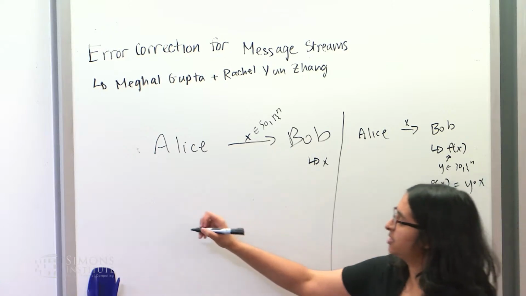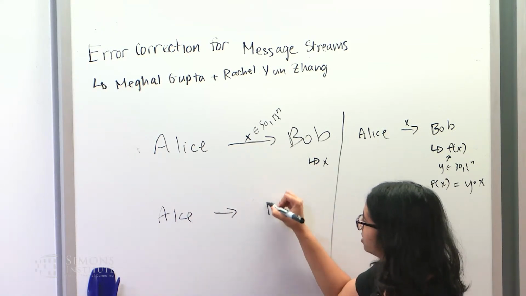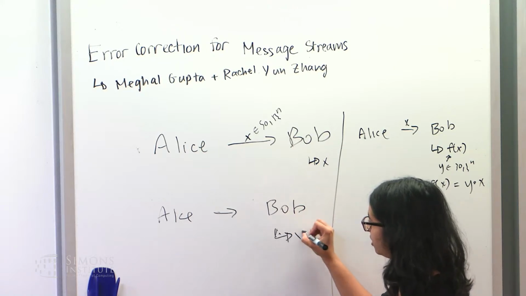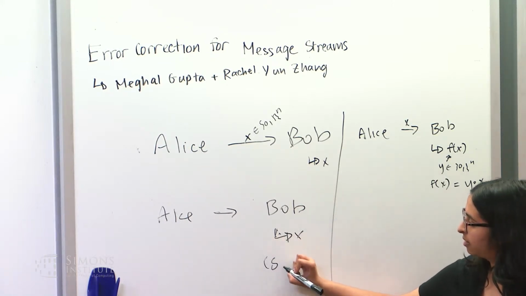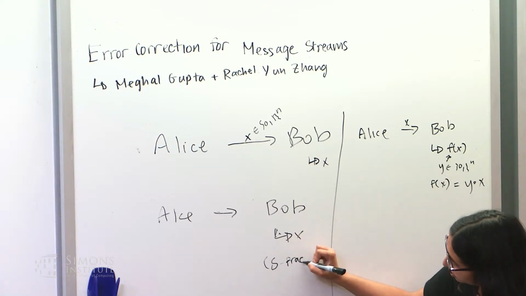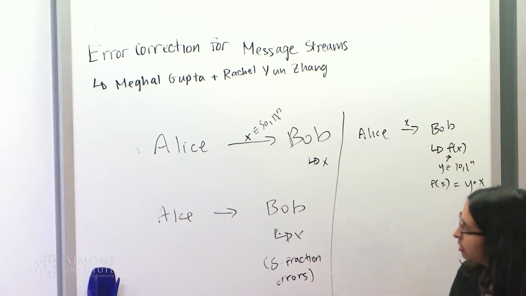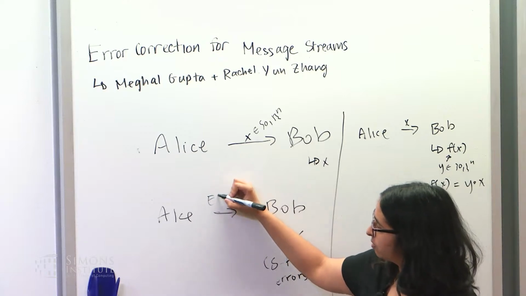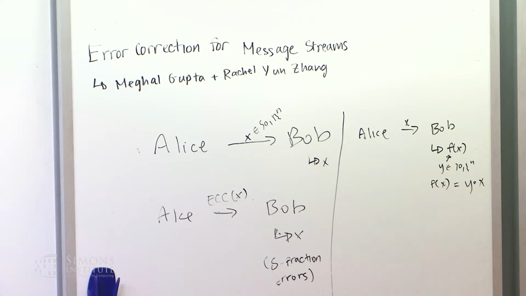Okay, so what is the standard setting of error correction? In the standard setting of error correction, Alice wants to send a message to Bob such that he is still able to output X in the face of a small constant fraction, delta fraction, of errors. So now instead of sending X directly, Alice is going to have to send an encoding, which we call ECC of X. Does that make sense?